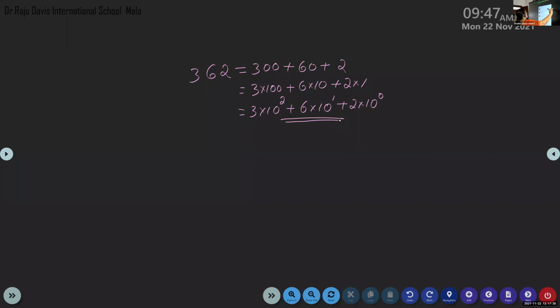Yes, Amrita, Gopika, you are correct. 1 can be written as 10 raised to 0. This is the way we are expanding numbers using exponents. Okay, so you give a subheading: expand numbers using exponents. We will do some more examples.